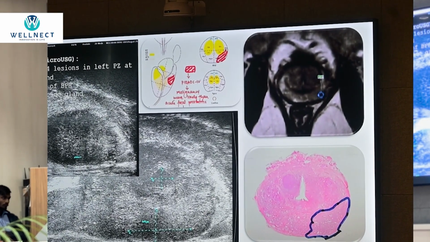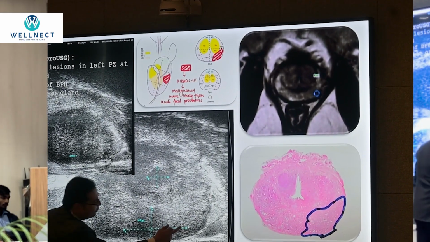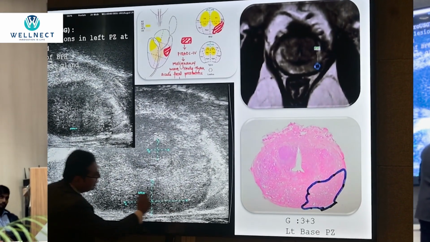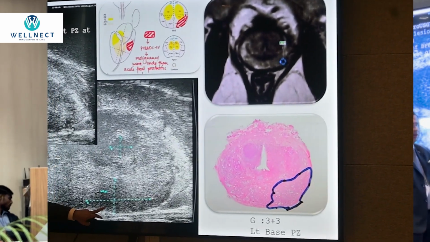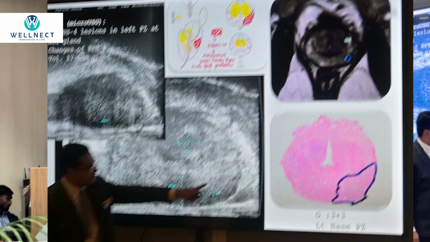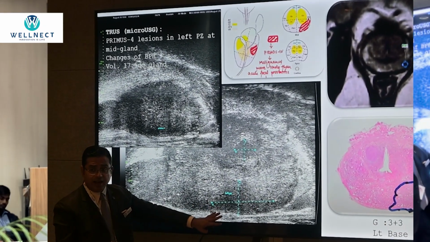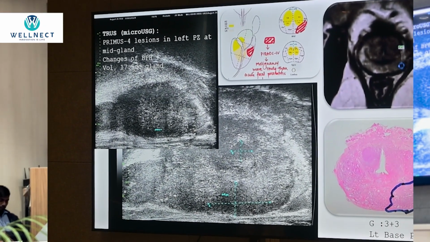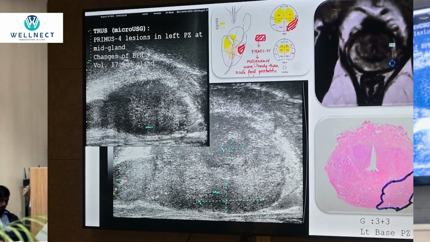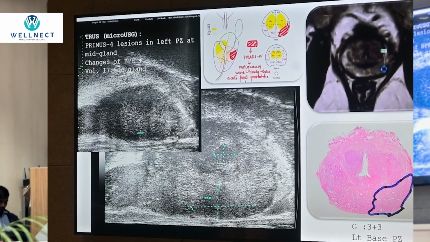Now let us take an example. This is a hypoechoic area. Now we try to classify this. Can we see the normal glandular pattern here? Normal glandular pattern is something like this. So we cannot see it. It is darker. That means it is hypoechoic. Is it casting any shadows? It is not casting any shadows, but the architecture is disturbed. So I would put it somewhere as PRIMUS 4.